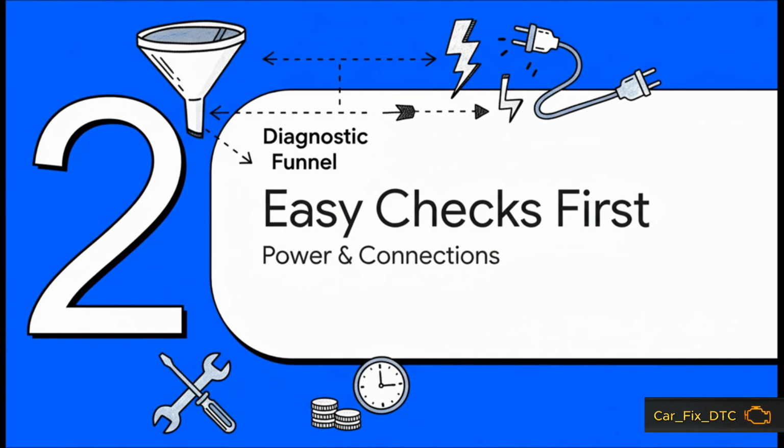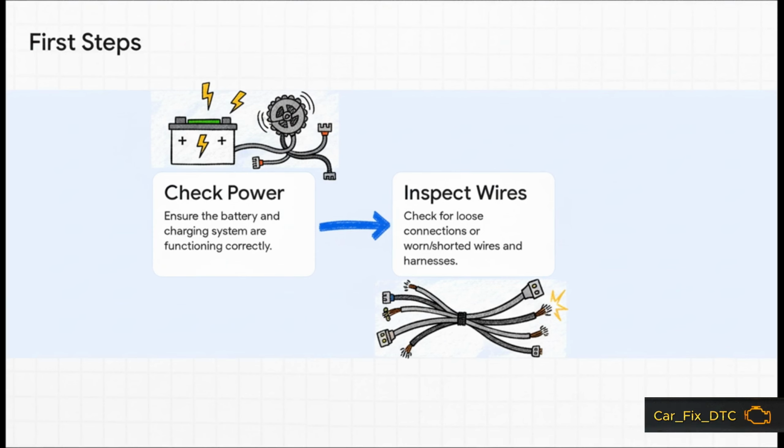Okay, so how are we going to tackle this? We're not just going to start randomly pulling things apart. No way. We're going to use a diagnostic funnel. The whole idea is to save you time, money, and a major headache by starting with the simplest and honestly the most common checks first. First things first, we check the foundation of any electrical system: power. Is the battery healthy? Is the alternator doing its job and charging it properly? Then we just do a simple visual inspection. Are there any wires that look obviously loose, maybe a little frayed or damaged? You would be surprised how often the fix is really that simple.